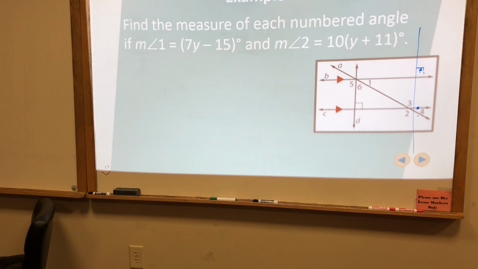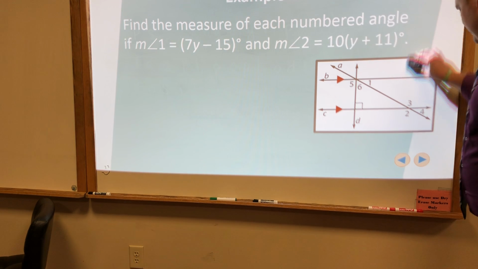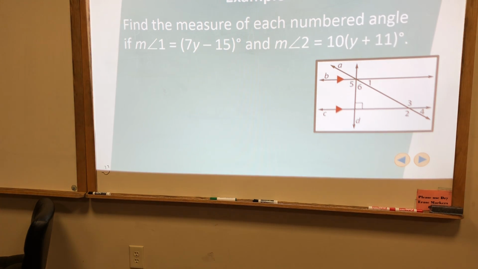All right? So let's look carefully at our little drawings, and this is what you're going to have to do the majority of. I'll give you an example, and then I'll send you on your way with homework. All right, here we go. Find the measure of each numbered angle. Angle 1, right here, is 7y minus 15. Angle 2, right here, is 10y plus 11. Now let's think this through for a second.